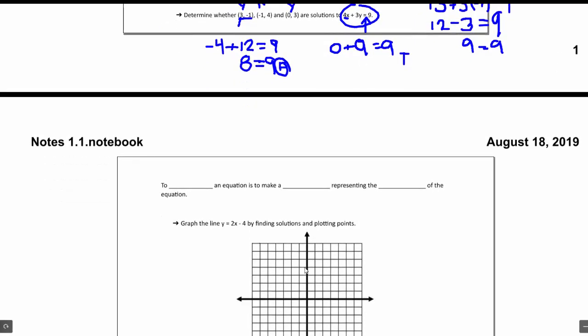So this next sentence just says that to graph a solution, to graph an equation, is to make a drawing representing the solutions of the equation.